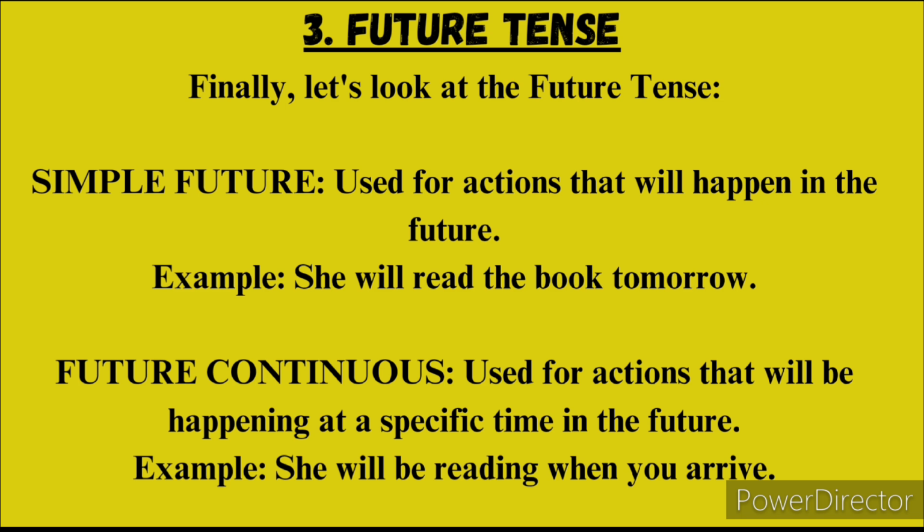Future tense. Finally, let's have a look at the future tense. Simple future, used for actions that will happen in the future. For example, she will read the book tomorrow. Future continuous, used for actions that will be happening at a specific time in the future. For example, she will be reading when you arrive.